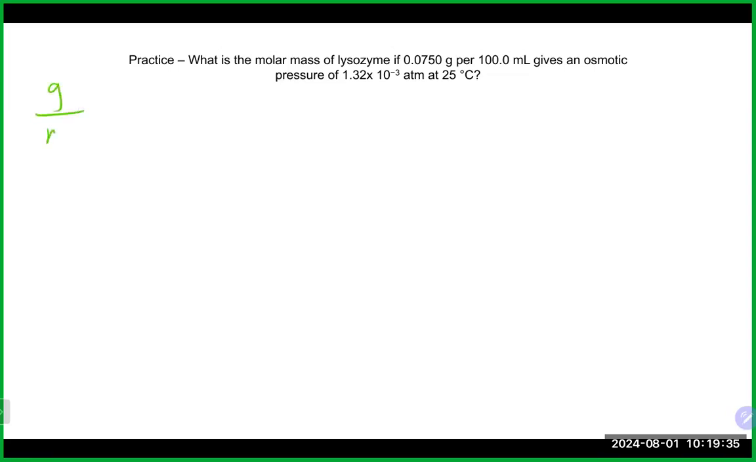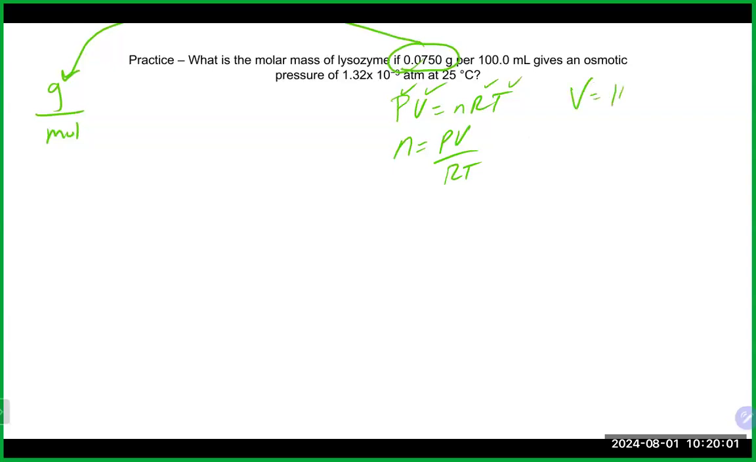We're also looking for our molar mass, which is grams per mole. In this case, we're given the grams right off the bat, so not much to convert there. The rest of it, since they give us our osmotic pressure, we have the pressure, the volume, the temperature, and R. So we will once again use this to get to n. In this case, our volume, 100 milliliters, will convert to 0.1 liters.